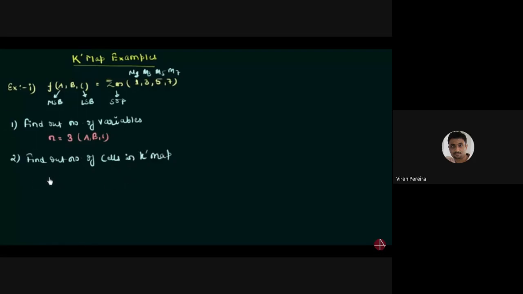The number of cells is actually the number of combinations in the truth table. As you very well know, in case of 3 variables, the total number of combinations is 2 to the power 3, which is 8. So we are going to make the K-map which involves 8 cells. So these are the two things that you first find from the given information. Then after, we will move to make our K-map. So let's make the 8 cell K-map.